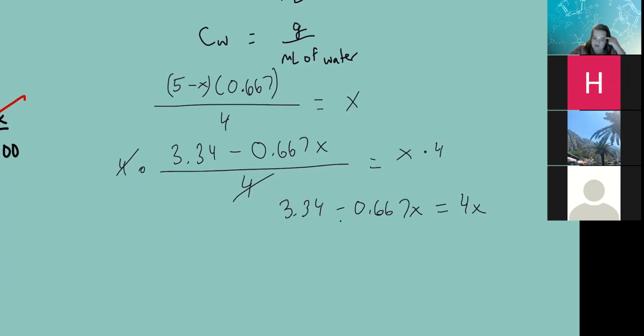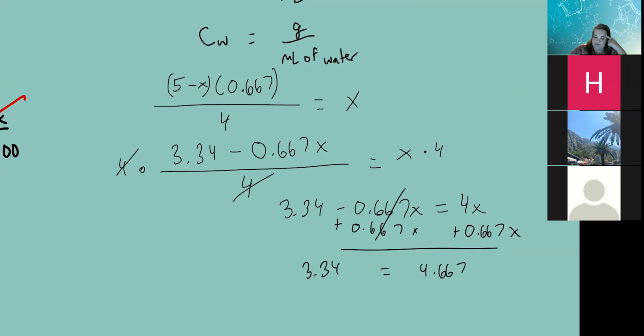So then we add, right? You combine like terms plus 0.667x. Once again, I'm showing it all out just so that if you're a bit confused, you see what's going on here. Divide 4.667, divide 4.667. What do you get for x? You get 0.715 grams.